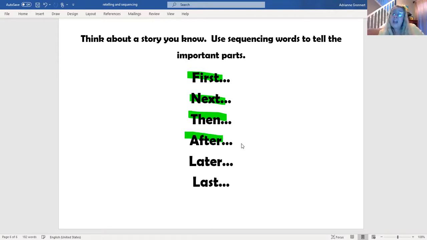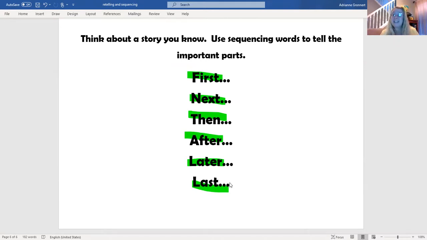After that, the gingerbread man runs away saying, "Run, run as fast as you can. You can't catch me. I'm the gingerbread man." He runs away from all sorts of different characters in the story. Later, he meets a tricky fox who says he will help him across the river. Last, the gingerbread man gets eaten up by the tricky fox.